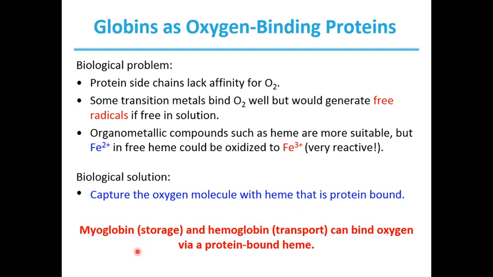Two different proteins, myoglobin and hemoglobin, can bind oxygen. While myoglobin stores oxygen, hemoglobin transports it. Both these proteins, myoglobin and hemoglobin, function by using a protein-bound heme. Let us see what a heme molecule is.